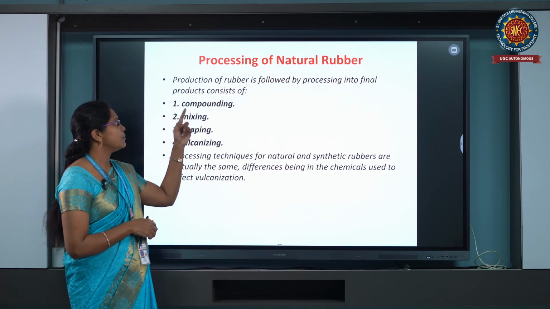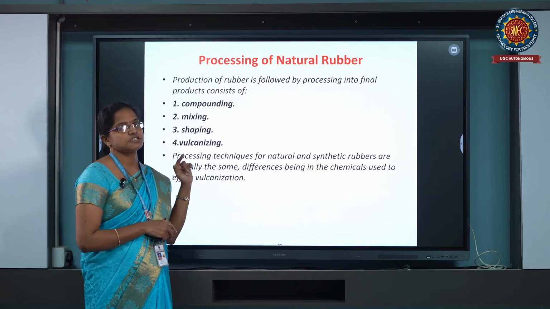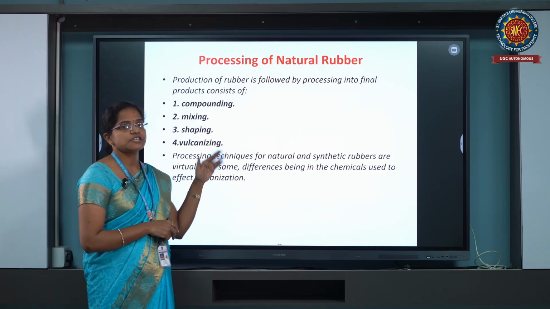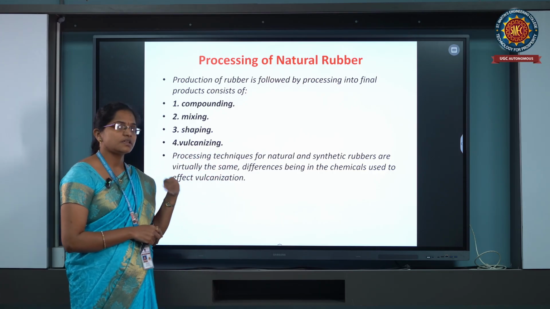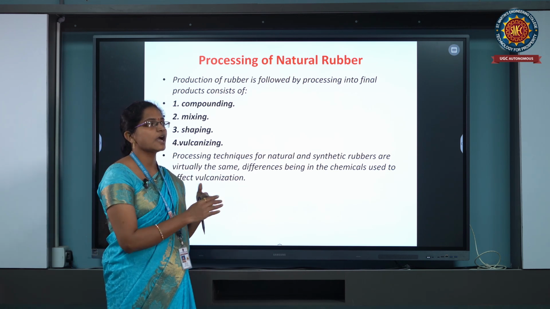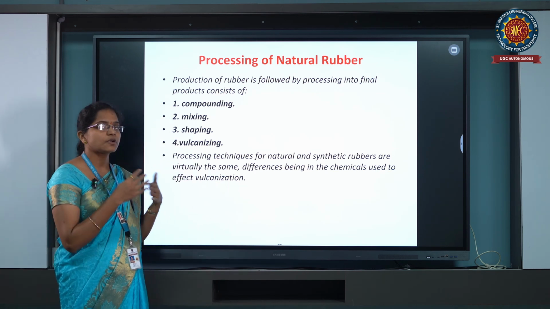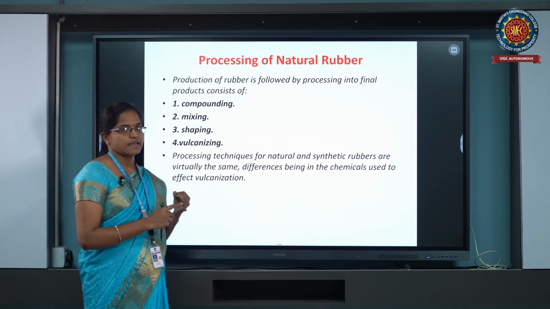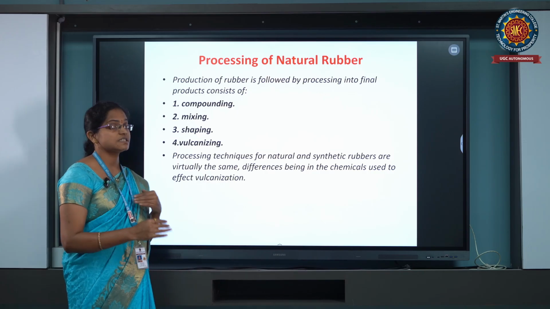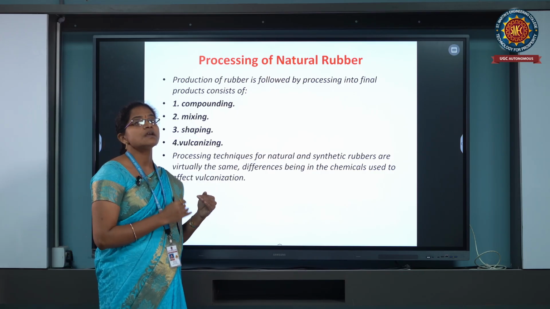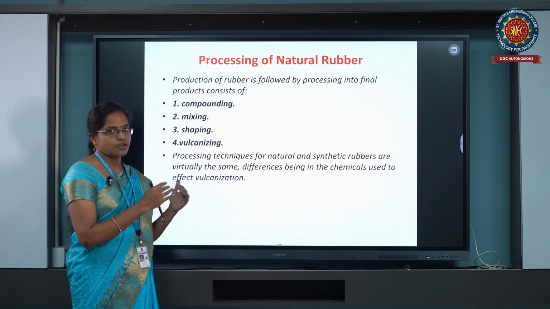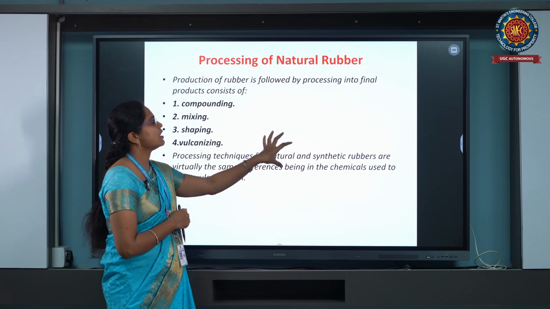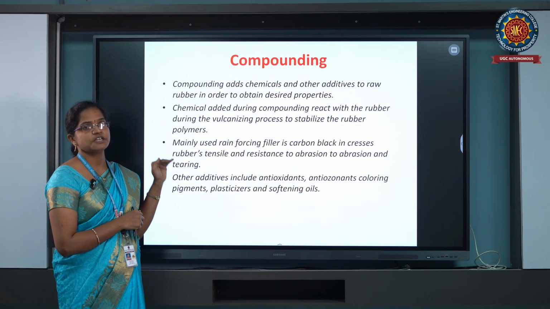That is compounding, mixing, shaping and vulcanization. These four processes are used in natural rubber processing. You collect the natural rubber, and after that you apply these processes to prepare products like erasers, tires, hair bands, seat belts and bags. Nowadays chappals are also made of natural rubber. For that purpose you need vulcanization, the process for improving the quality of rubber.